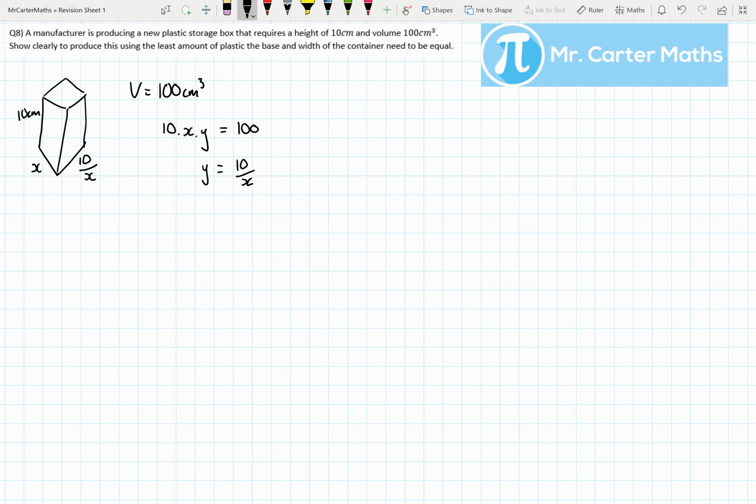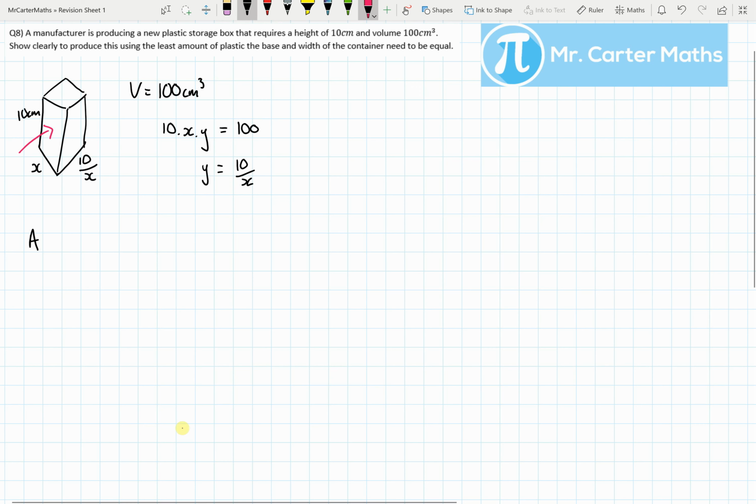Okay, so the amount of plastic used in producing something is going to be a product of the surface area, or a function of the surface area. So I'm just going to think about the area of this. When can I get the minimum area of this, and hopefully show that the minimum occurs when these two things are equal.